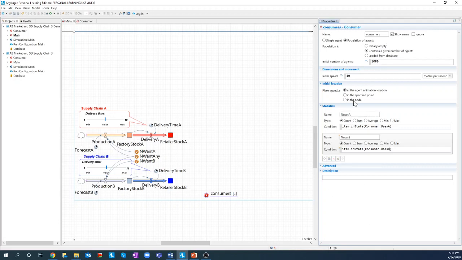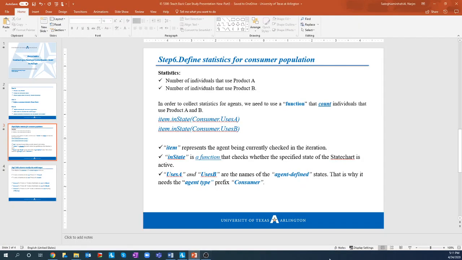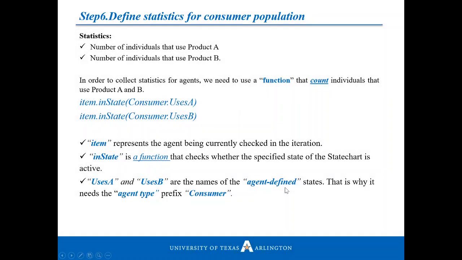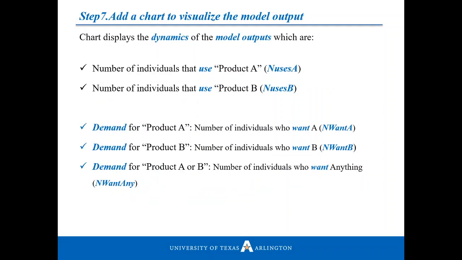So right now we defined two statistics for the consumer population, named N uses A and N uses B, which stand for the number of individuals that use product A and B. So now it's time to add a chart to display the dynamics of the model. Basically, the chart helps us to display the dynamics of the model outputs, which in our case are the number of individuals that use product A and the number of individuals that use product B: N uses A and N uses B.